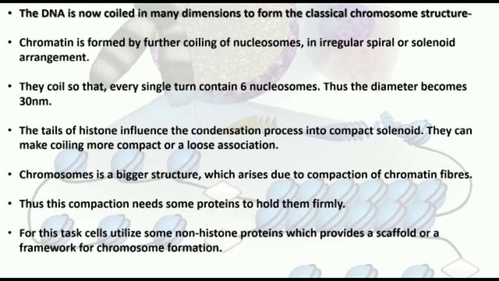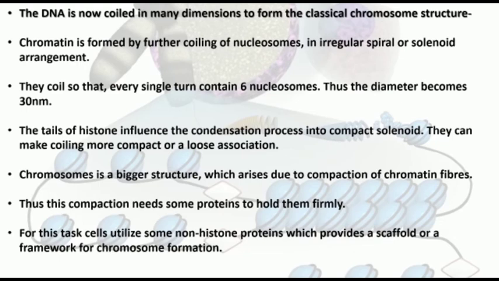Chromatin is formed by further coiling of nucleosomes in irregular spiral or solenoid arrangement. They coil so that every single turn we get 6 nucleosomes. Thus, the diameter becomes 30 nanometer. That means per single turn 6 nucleosomes. Have you noted that during octamer formation, H1 does not participate? Then what does it do? It acts outside the octamer. That is, it helps to stick the DNA wrapped around the octamer firmly. It plays a major role in stabilizing the solenoid coiling.